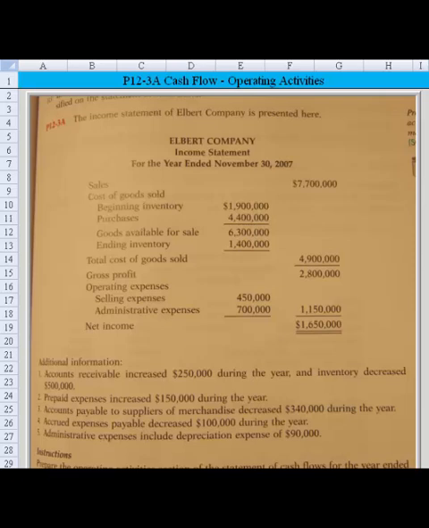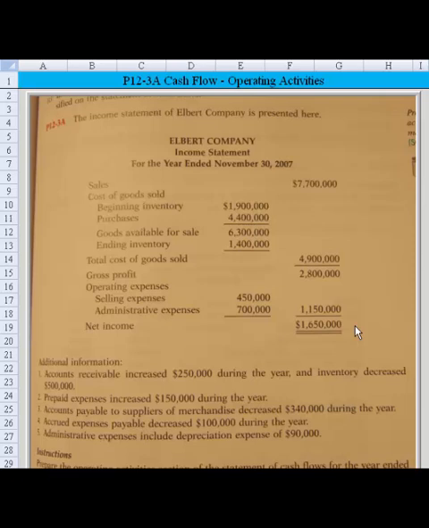Hi everyone. Let's take a look at problem 12-3A, where we're asked to put together the operating activities area of the statement of cash flows. Okay, we've got the Ilbert Company income statement in front of us, and we see they've got 7.7 million in sales and net income of 1,650,000. And we have 5 other pieces of data.